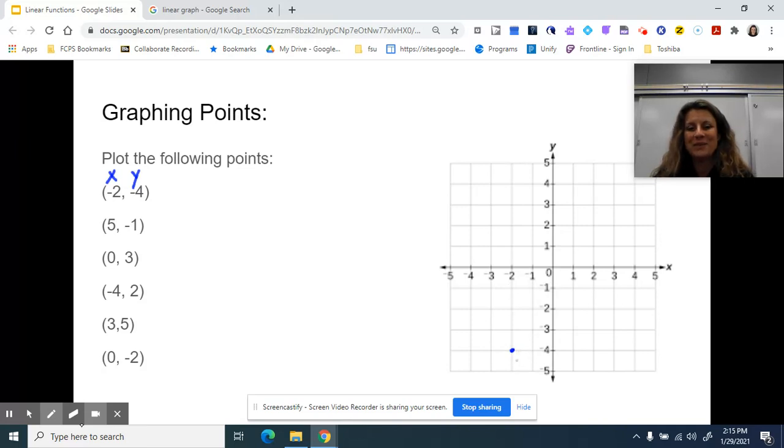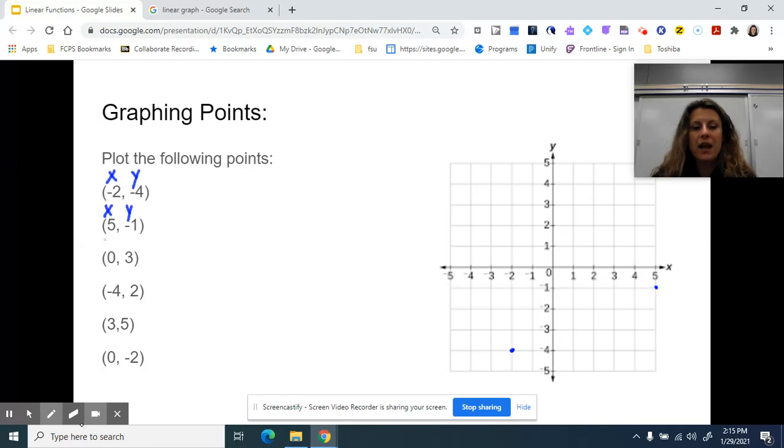The next coordinate that we want to plot has an x value of 5 and a y value of -1. For that one, we would move right 5 and then down 1.